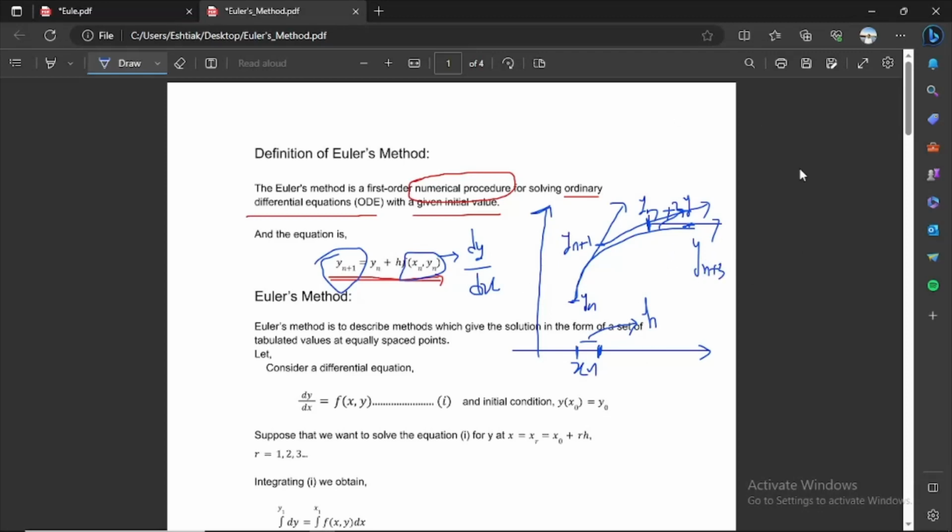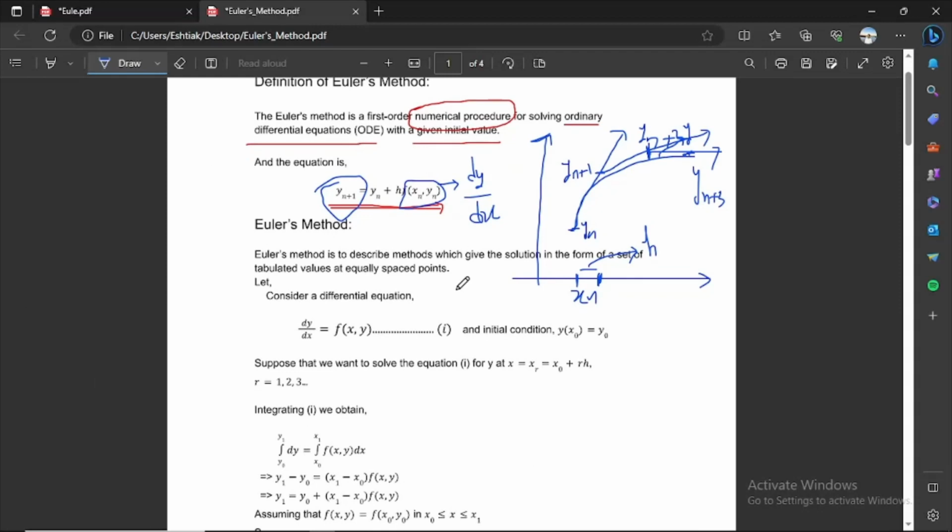In this method we will find out our approximated function, and this method is called Euler's method. What is Euler's method saying? Euler's method is a method which gives the solution in the form of a set of tabulated values at equally spaced points. That means each value of y will come from equally spaced points of x. That means each of these differences will be equal, and that is h.